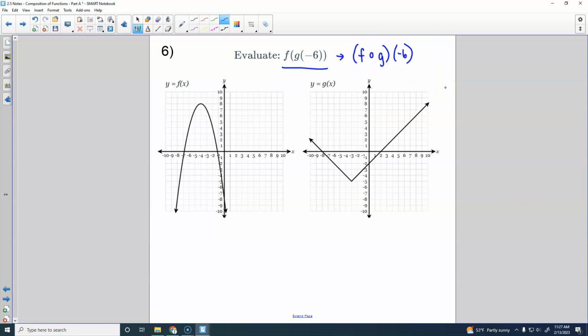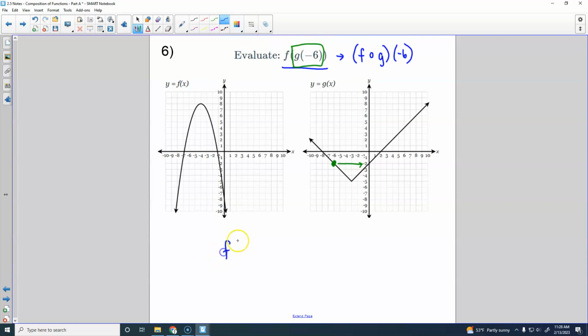So when you're evaluating a composition of functions, you want to do whatever is on the inside first. So we want to find g of -6 first. We're going to look at our 2 functions. They are labeled f and g. We need to use g. We're going to look for where our x value is -6. That is going to happen right here on that graph. And my y coordinate of that point, if I look over here, is -2. So that means g of -6 is -2.